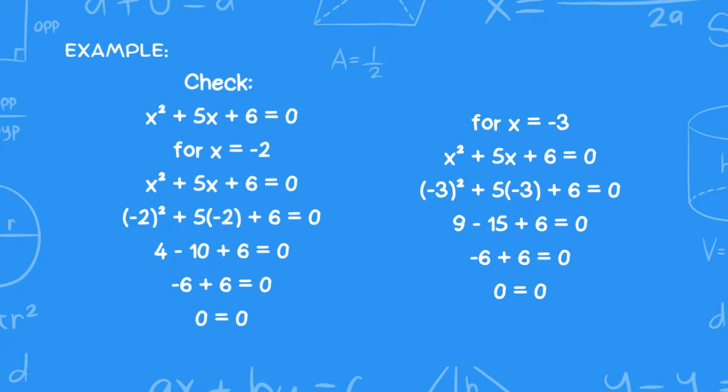For x equals negative 3, x squared plus 5x plus 6 equals 0 will be negative 3 to the second power plus 5 times negative 3 plus 6 equals 0. Negative 3 to the second power is 9, and 5 times negative 3 is negative 15. So it will be 9 minus 15 plus 6 equals 0. 9 minus 15 is negative 6. So negative 6 plus 6 is equal to 0. And 0 is equals to 0. That means x equals negative 3 is also correct.